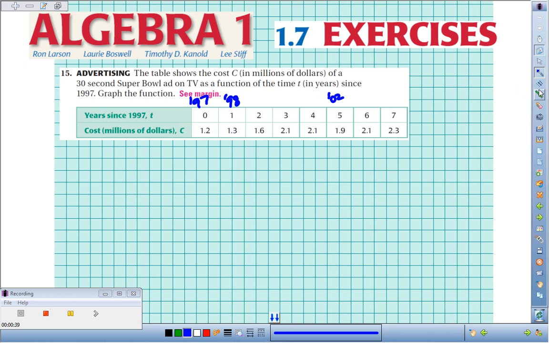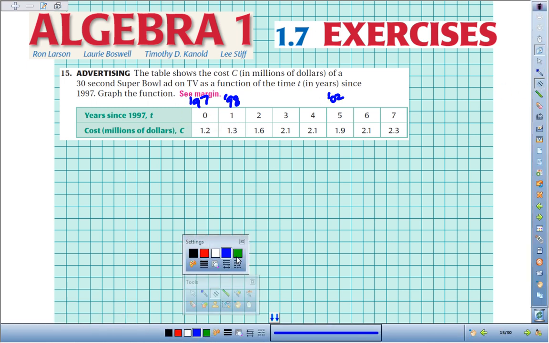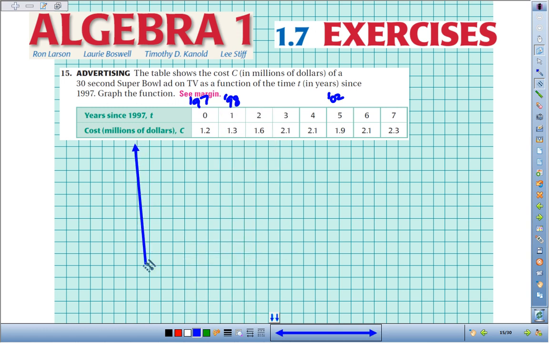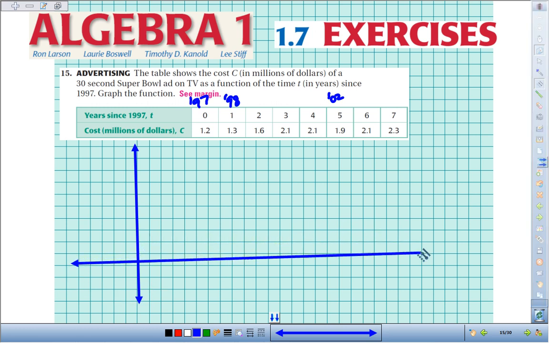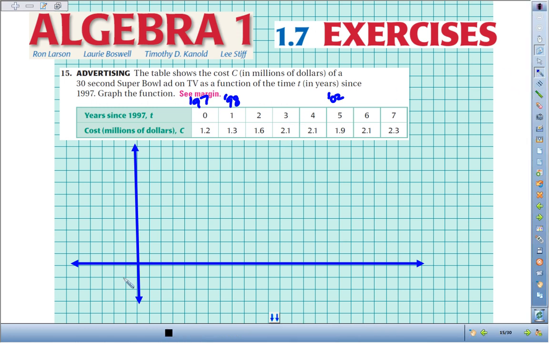So whenever we graph, one of the first things we have to decide is how we're going to make our graph. What are we going to pick for our scales on the x and y axis? Now, I'm not going to delve too much into the negative side of things because we don't have any negative values. So I'm going to keep mostly positive values for my x and y axis. But I'm not going to call it the x and y axis in these cases because we're not dealing with x and y variables. In this case, we've got t, our years since 1997, and c, our cost in millions.